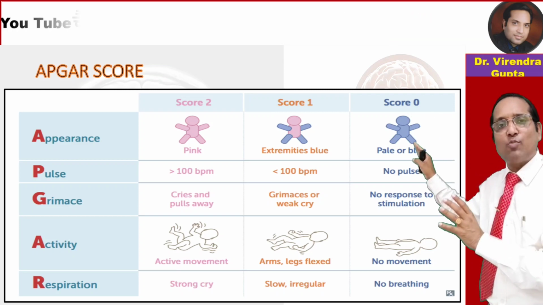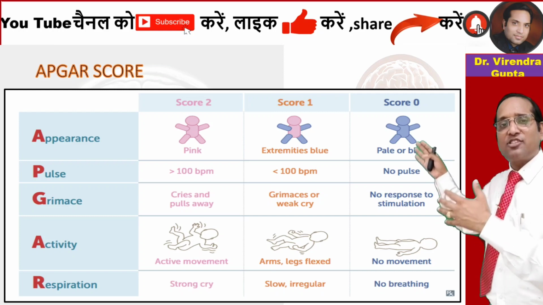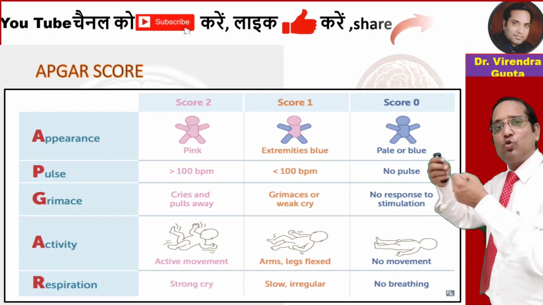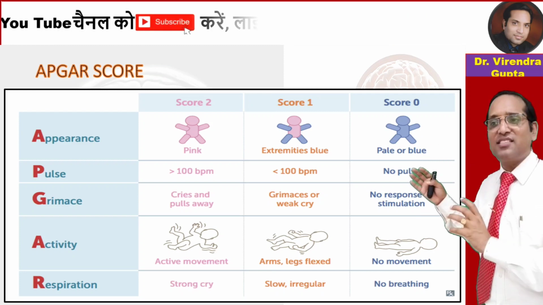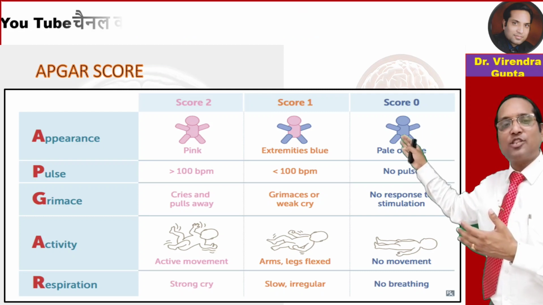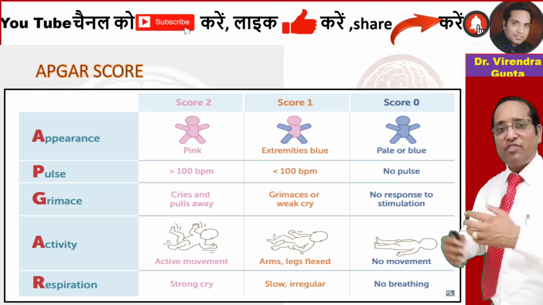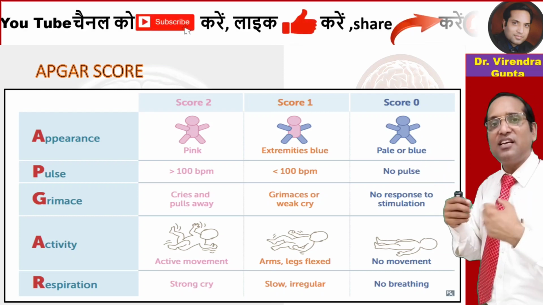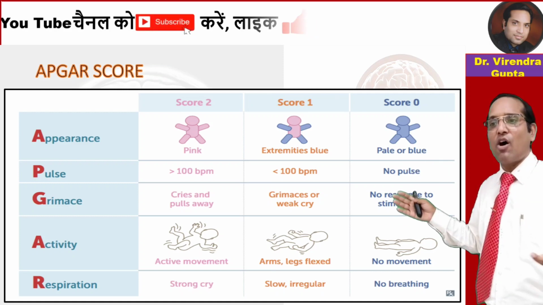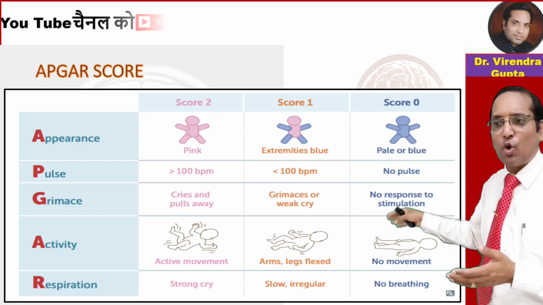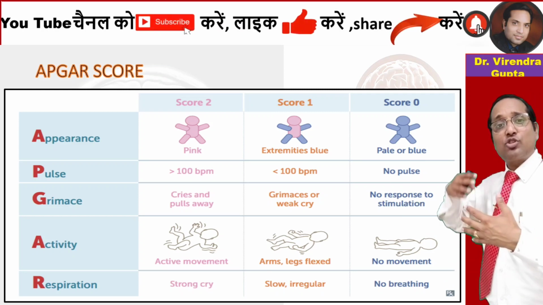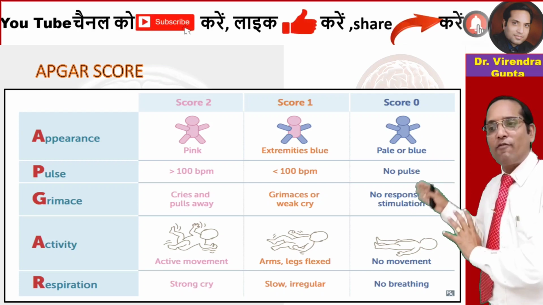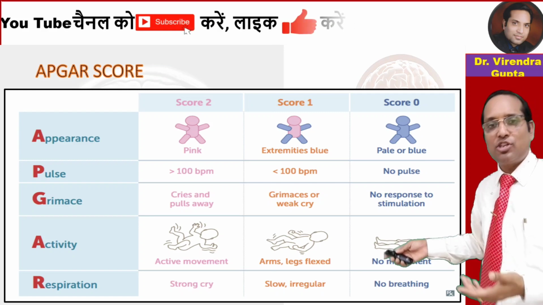If the heart rate is more than 100, the score is 2, less than 100, the score is 1, and no heart rate is 0. For grimace, if the child cries or pulls away, the score is 2, if there is a weak cry, the score is 1, and no response to stimulation is 0. If the child is very active in movement, the score is 2, if the arms and legs are flexed, the score is 1, and if the child is flaccid with no movement, the score is 0. For respiration, a strong cry or good breathing is 2, slow irregular breathing is 1, and no respiration is 0.